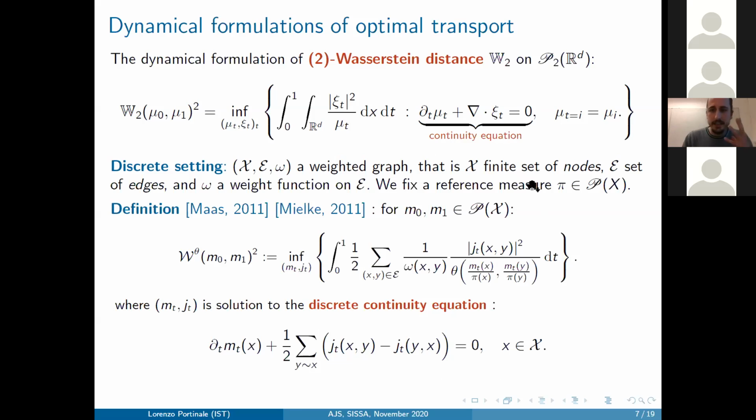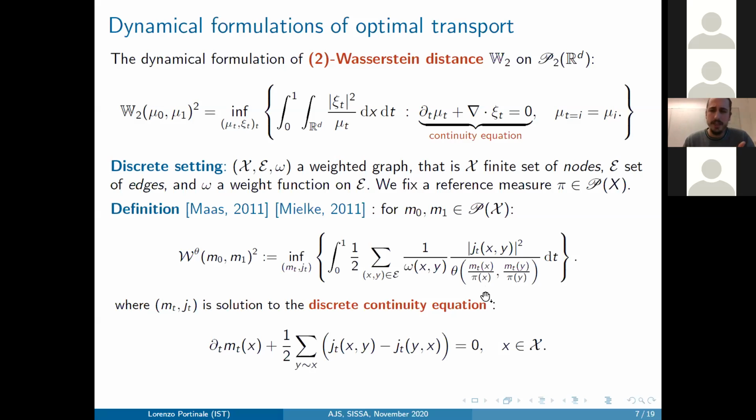The action, the energy we want to minimize, is a bit more tricky. In some sense, I still have the quadratic term here, in the same way as here we had the flux to the power 2. But we want to divide by this strange quantity. So this is simply the density: m_t divided by pi is the density. But theta is a given average function. So think about this as, for example, the arithmetic mean or the geometric mean.